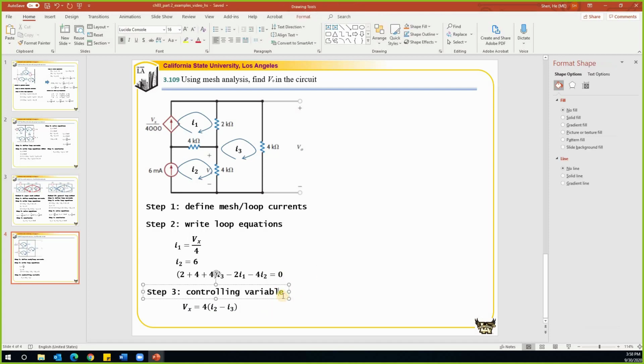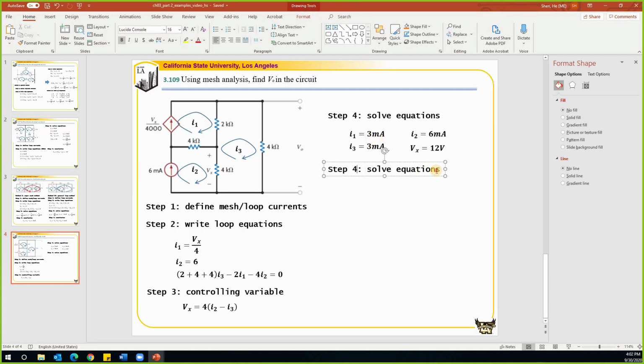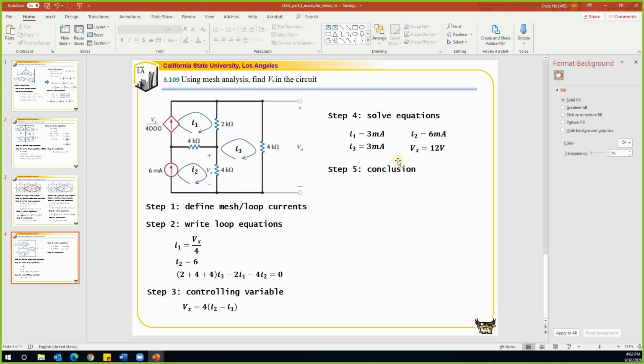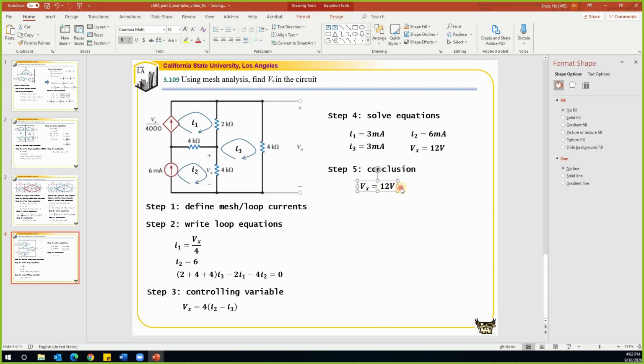The next step is to solve all these equations. I1 is equal to 3 milliamp. And I3, I get it as 3 milliamp as well. And Vx is equal to 4 times I3, which is 12 volts. Step 5, draw the conclusion. In this problem, we are looking for VO. So we'll find VO by using Ohm's law. VO is over here. The current going through this resistor is I3. So that is equal to 4 times I3, which is equal to 12 volts.